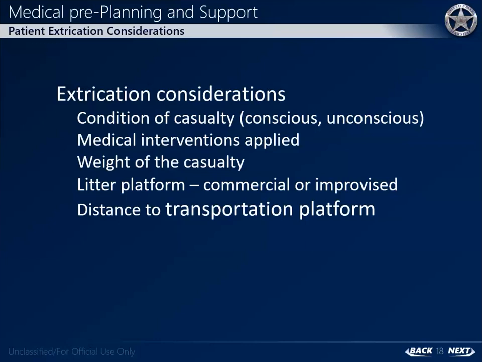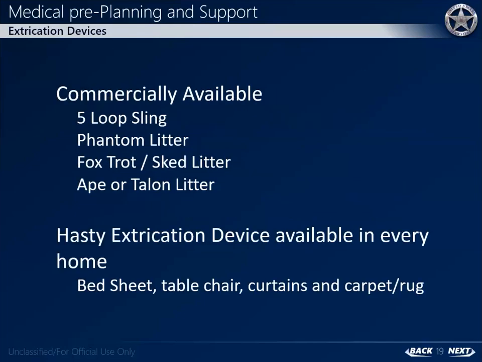The size and weight of a casualty is of utmost importance. A litter may be necessary to move a heavier casualty from the point of impact to the transport vehicle. These are examples of common extrication devices and litters that are currently being used by the U.S. Marshal Service. In addition, you should be aware that hasty extrication devices may also be available at your target location. These could include bed sheets, chairs, curtains, carpets, or rugs.